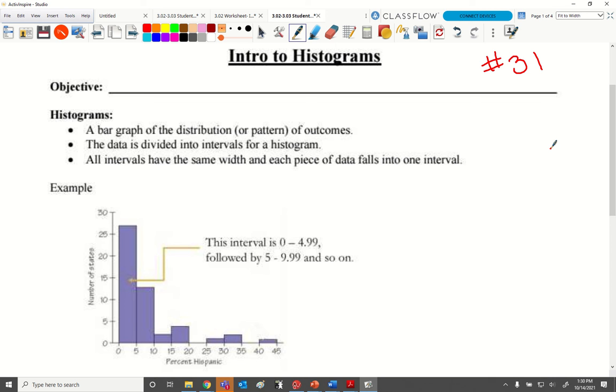So, our objective is Intro to Histograms. It's a bar graph of the distribution or pattern of outcomes. So it means how many times did that happen? Okay, so it's not the value, it's how many times that item happened. The data is divided into intervals for a histogram, which is commonly referred to as the width. And it says all intervals have the same width and each piece of data falls into one interval.